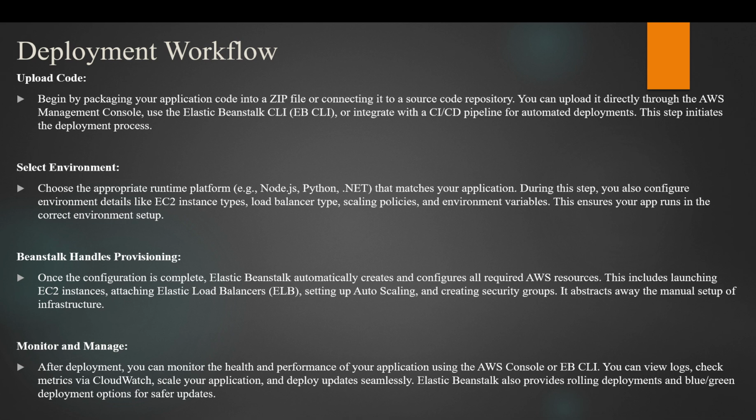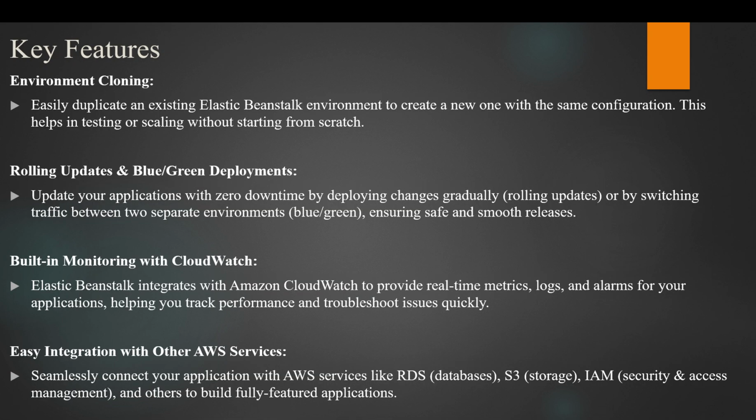Monitor and manage. After the deployment, you can monitor the health and performance of your application using the AWS console or EB CLI. You can view logs, check metrics via CloudWatch, scale your applications, and deploy updates seamlessly. Elastic Beanstalk also provides rolling deployment and blue-green deployment options for safer updates. So these are some key features of Elastic Beanstalk.